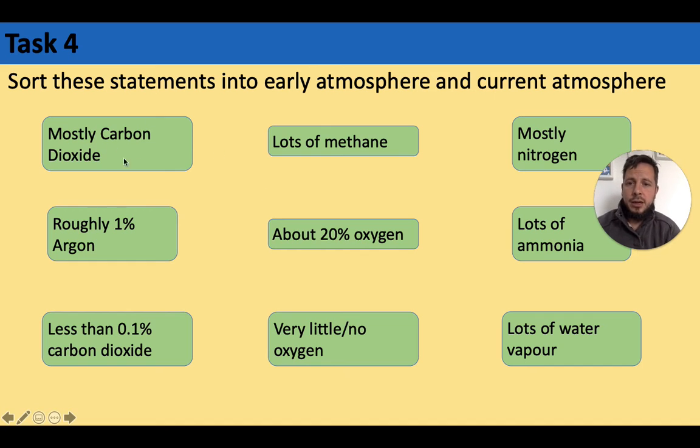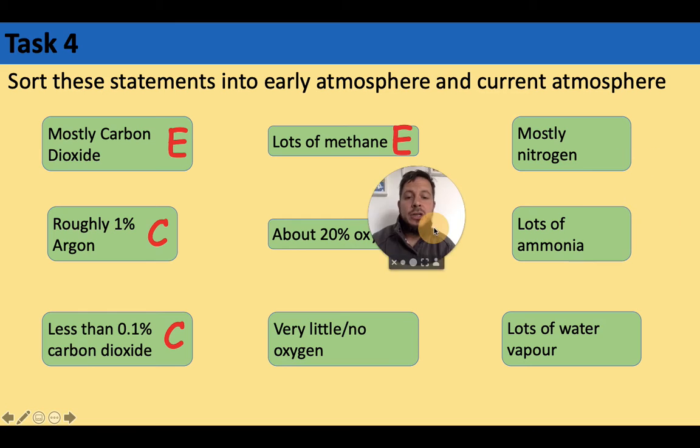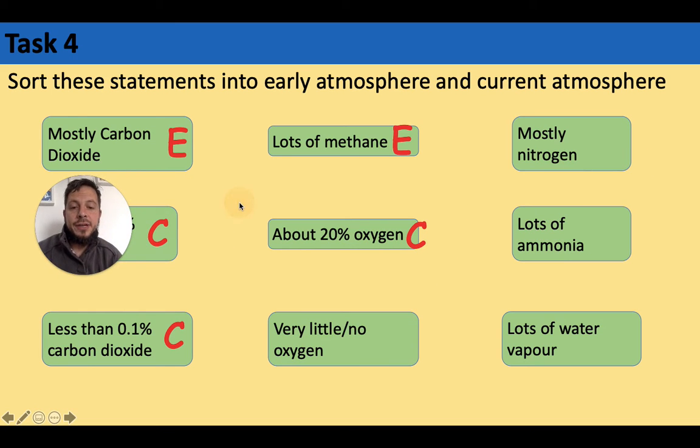Okay, so starting over here in the top left, mostly carbon dioxide, you should have put that that is the early atmosphere. Roughly 1% argon, just going below it, that is the current atmosphere. Less than 0.1% carbon dioxide, that is the current atmosphere as well. Lots of methane, that is the early atmosphere. About 20% oxygen, that is the current atmosphere. Very little or no oxygen, that is the early atmosphere. Mostly nitrogen, that is the current atmosphere. Lots of ammonia, that is the early atmosphere, and lots of water vapour is also the early atmosphere.